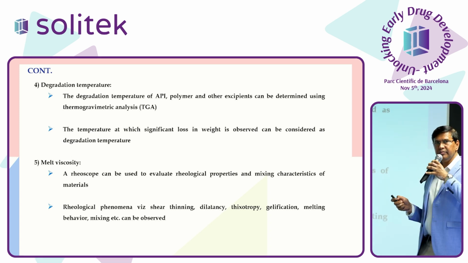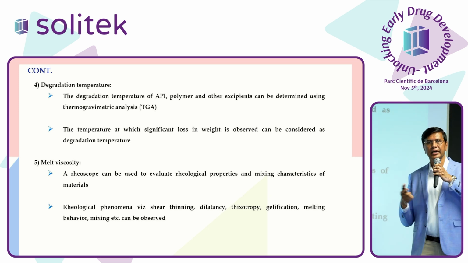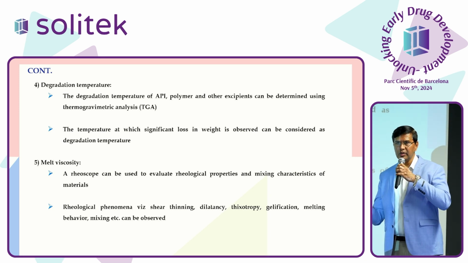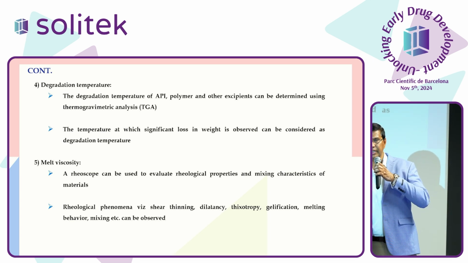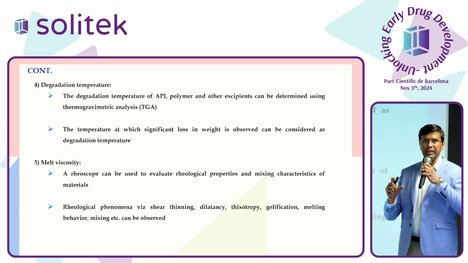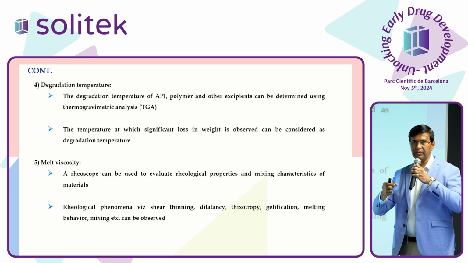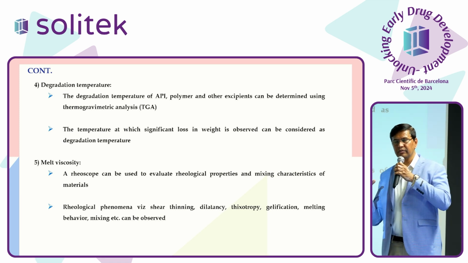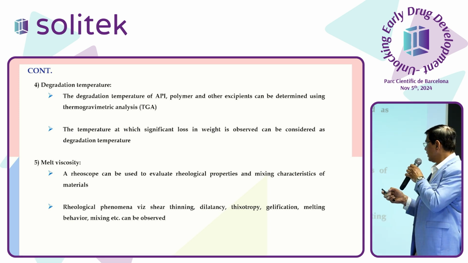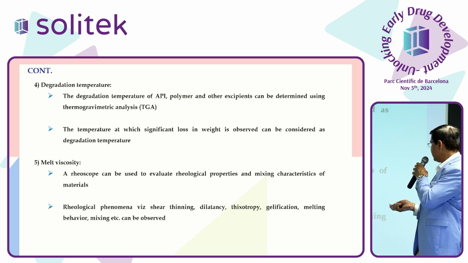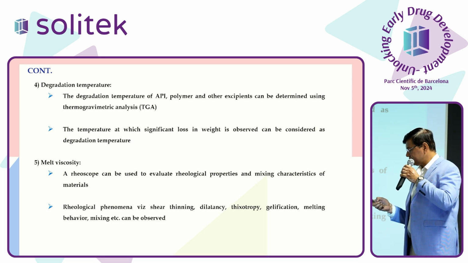Then melt viscosity, because there are a number of highly viscous polymers, for example HPMC, but when you melt these polymers, their viscosity is too high, and then processability is the biggest issue. So the selection of the melt viscosity is very important, so that the screw does not get stuck, and the polymer should not give a viscous solution. So melt viscosity is very useful. For example, shear thinning, dilatancy, and thixotropy, and also the melting behavior, and also to avoid some mixing problems.